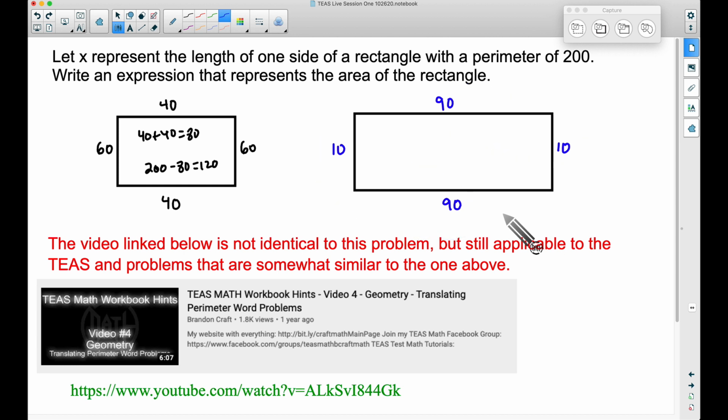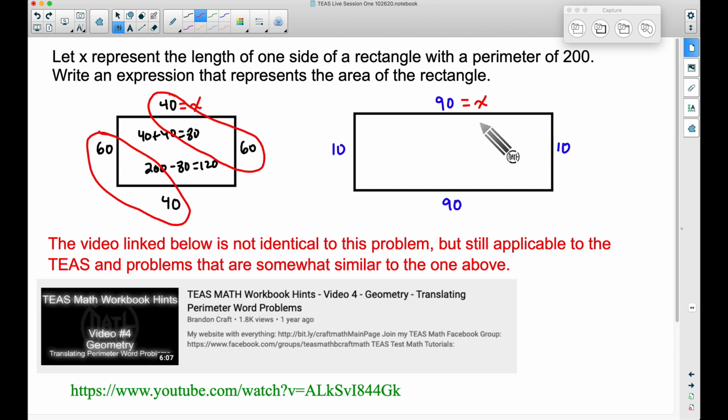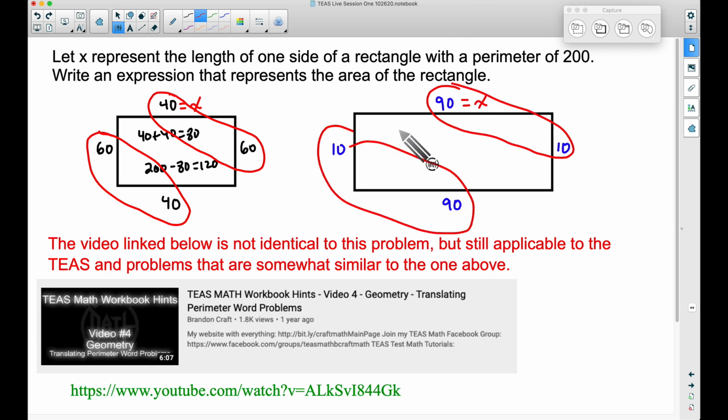I could sit here for the rest of the night and draw rectangles, but that would bore you to death. So check it out. If we let this be equal to x, how could we use the 40 to find this 60? Do you remember earlier I said that these two would add to give us 100? These two add to give us 100, and these two add to give us 100.